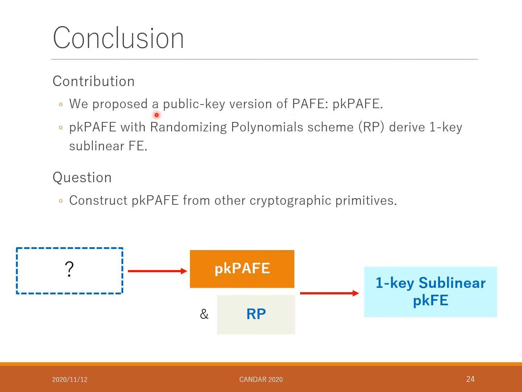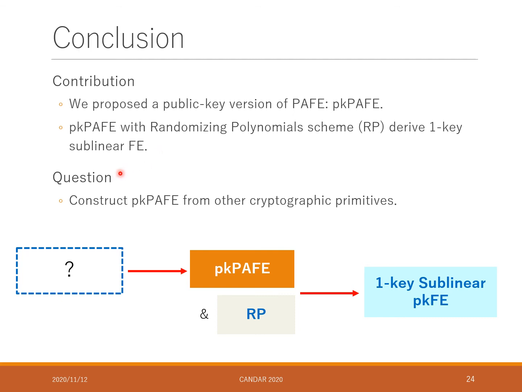Okay, so we give a conclusion. In this talk, we propose a public key version of PFE, PKPFE. We showed that with PKPFE and randomizing polynomials, we can construct a single key sublinear functional encryption.